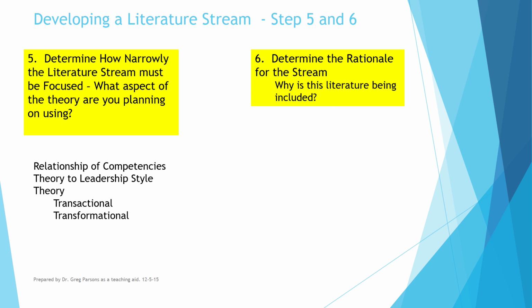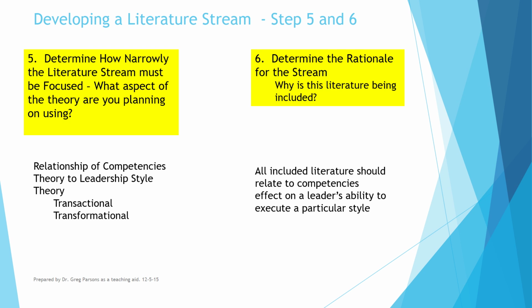Then you need to determine the rationale. Why are certain literature being included and why is some being excluded? Because of the nature of the topic you want to work with, you're going to say, well, I'm only interested in literature that's related to competencies and how they affect a leader's ability to execute a particular style. So that's now narrowing the focus down to a specific area.